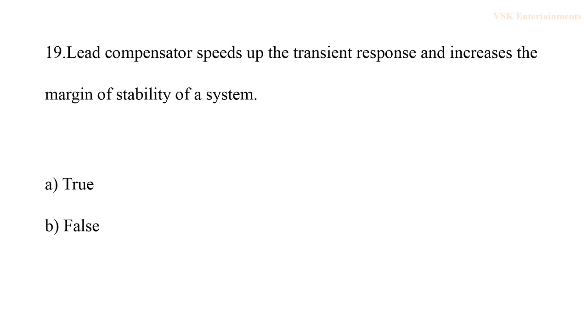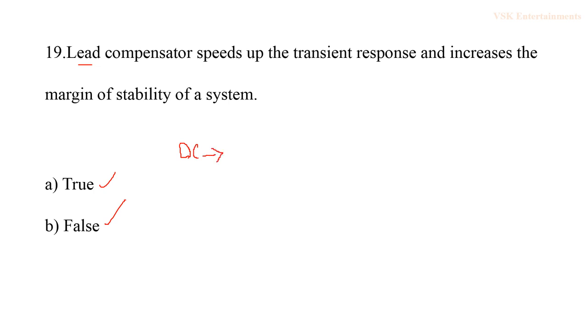19th bit is, lead compensator speeds up the transient response and increases the margin of stability of a system. It is true or false. These type of bits make some confusion. Lead compensator is mainly a derivative compensator.